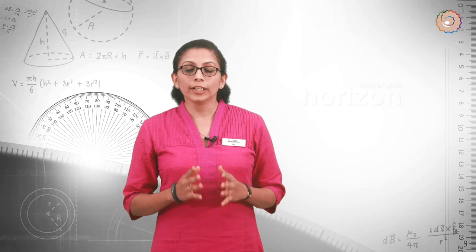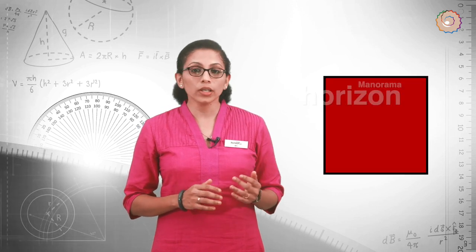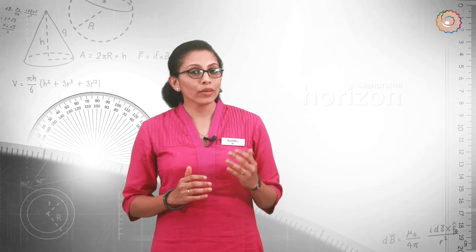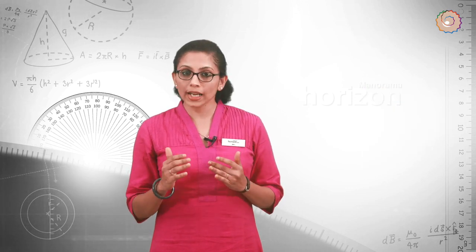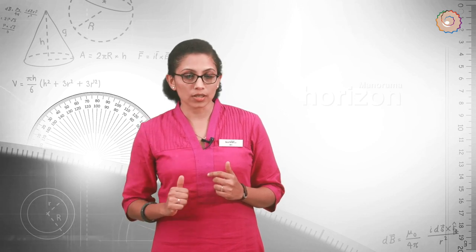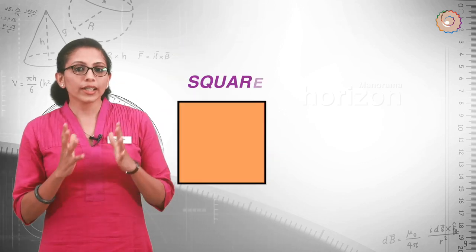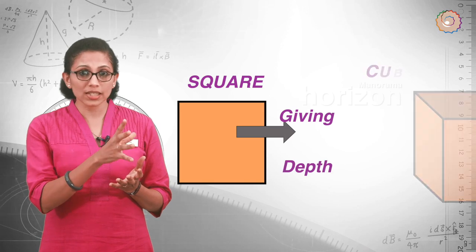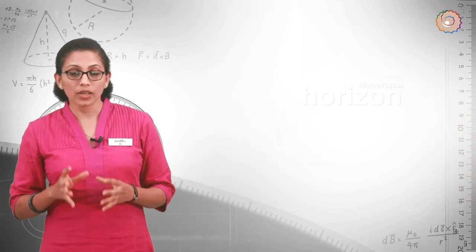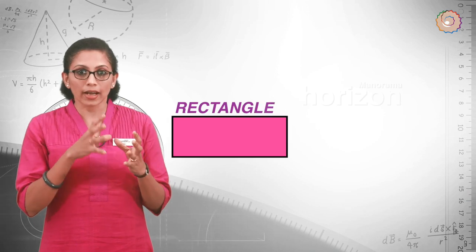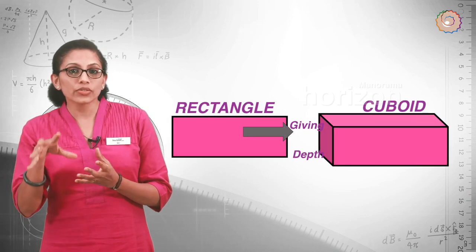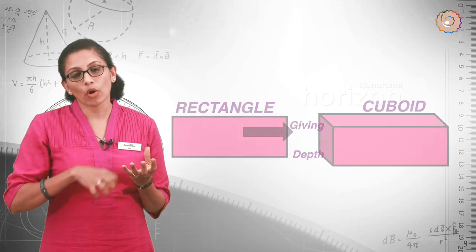We have learned about different plane figures like square, rectangle, circle and triangle. Now, when we give either depth or rotation to these 2D figures, they get converted into 3D figures. For example, if I take a square and give depth to this square and rotate it, it gets converted into a cube. Similarly, if I take a rectangle and give depth to this rectangle, you will find that this rectangle has converted to a cuboid.